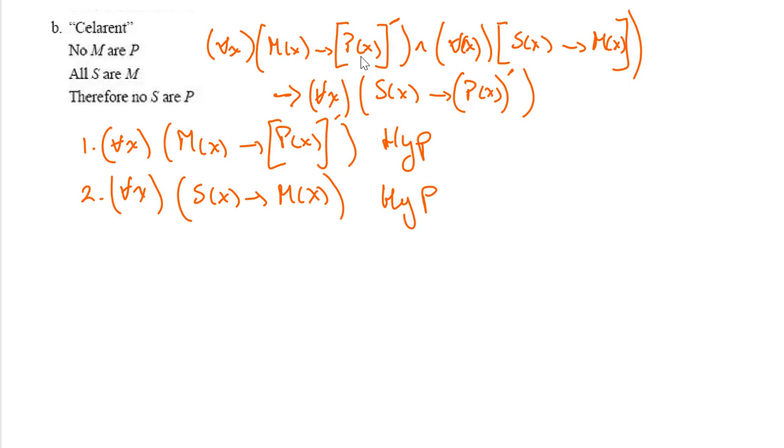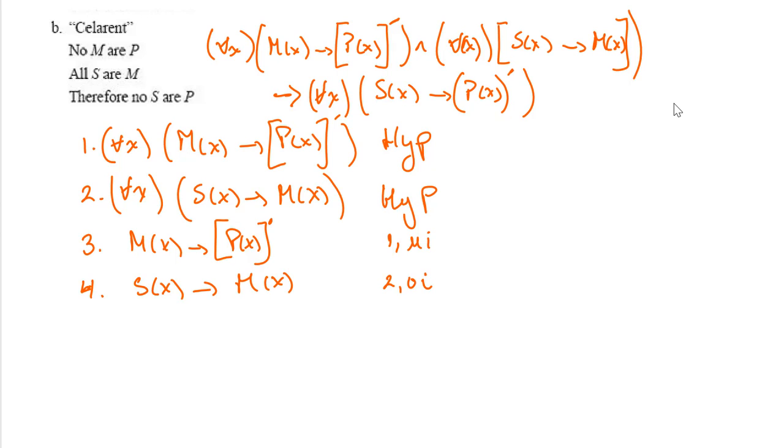So first thing, we write the hypotheses: for all x, M of x implies not P of x, meaning no M are P. And for all x, S of x implies M of x, meaning all S are M. And now we have to strip the quantifier. For the first one, UI leads me to M of x implies not P of x. And for number 2, I will strip the other quantifier, and I end up with S of x implies M of x. And now what can we say here? Again, the same as the previous example, 3, 4, hypothetical syllogism. And we end up with S of x implies not P of x.